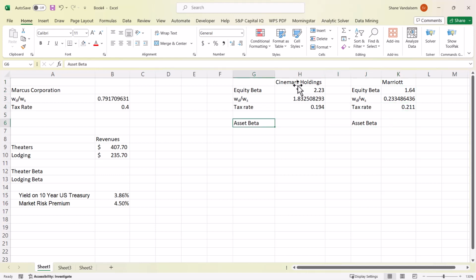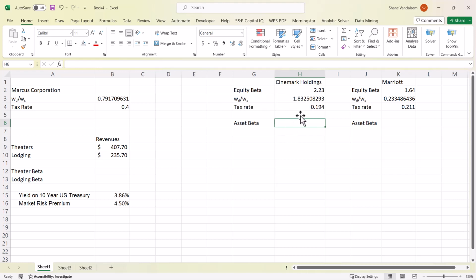So the first thing we're going to do is calculate the asset beta. Now, I mentioned that the theaters weren't very sensitive to market fluctuations. However, you'll notice here that the equity beta for Cinemark's quite high, and that's because Cinemark uses a lot of debt in their capital structure. So the market value of Cinemark isn't very high relative to the amount of debt they have. So when we unlever this beta, the asset beta is going to be a lot lower, because what's pushing this equity beta up is this high weight of debt to weight of equity value that we have here.